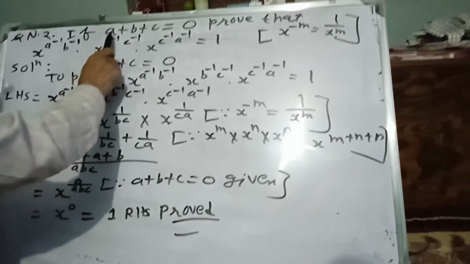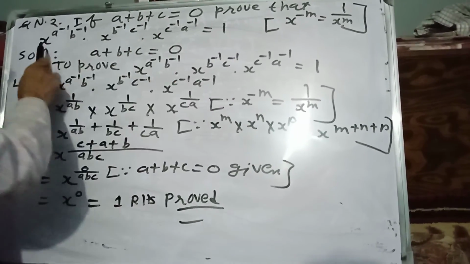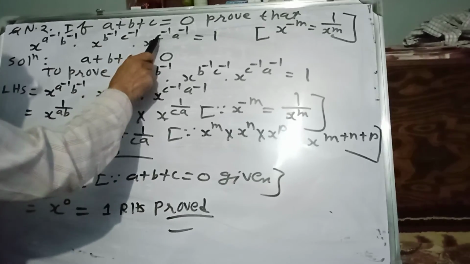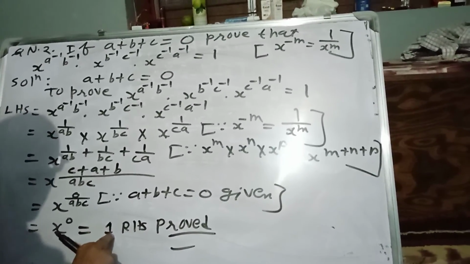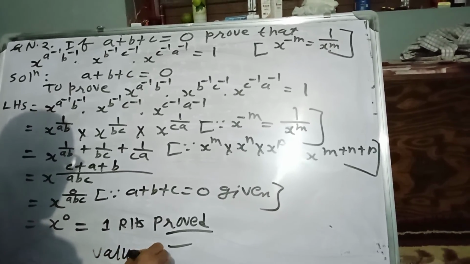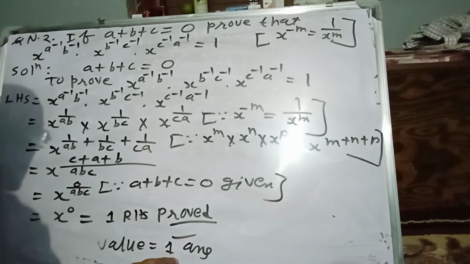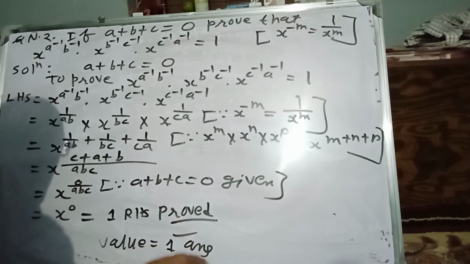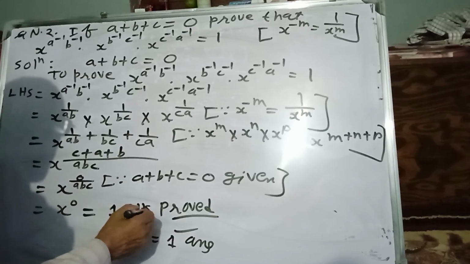It can also be asked: if a plus b plus c equals 0, what is the numerical value of x to the power a inverse b inverse, x to the power b inverse c inverse, x to the power c inverse a inverse? What is the real value? You can write 1 as the answer. Here, instead of writing RHS proved, you can write 1 as the answer. But if the question says prove that, you have to write 1, right hand side proved.